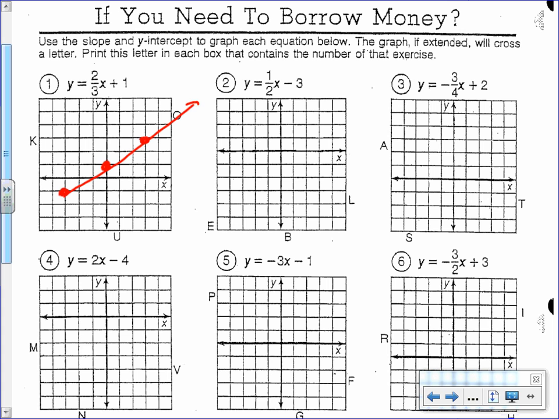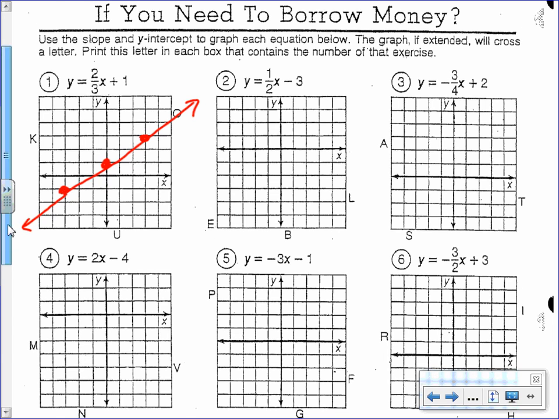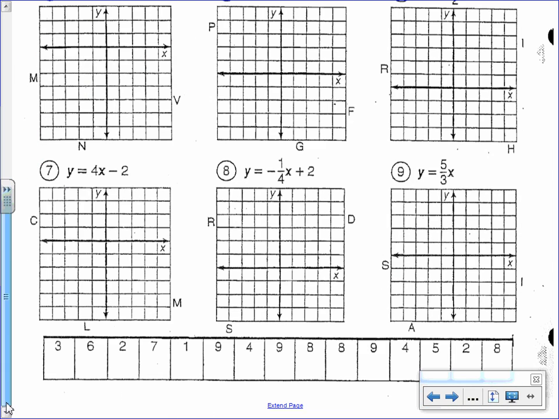If you go off the graph, it should go through a letter. And your letter is what? Everybody? O. Does everybody see that? You got to go off the graph. Okay. It may not go through perfectly, but should at least be close. All right. So now you're going to go to the bottom, and wherever you see a 1, you're going to put an O.